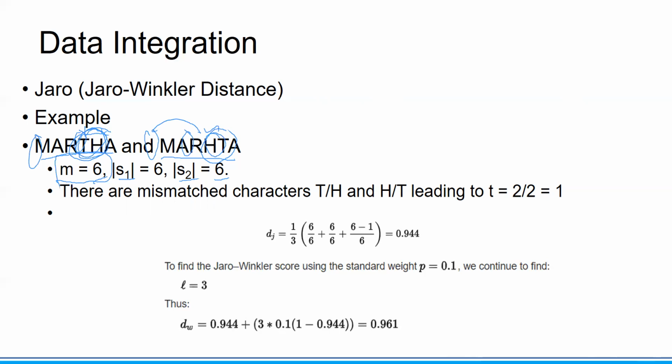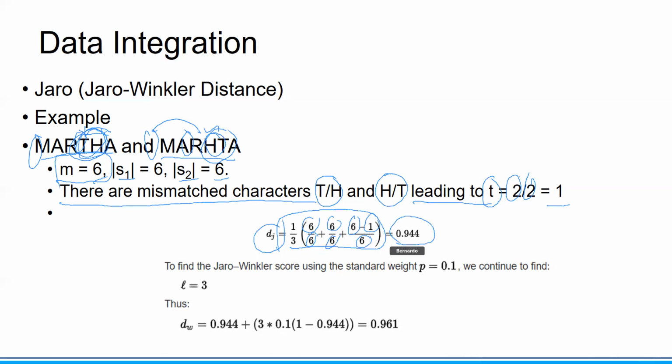So there are mismatched characters T and H and HT, and it leads to t. t is 2 divided by 2, so we call it t equals 1. And then we can calculate the dj. So the dj uses m, and m is m, and then this is the t. Then we get the value dj is 0.944.